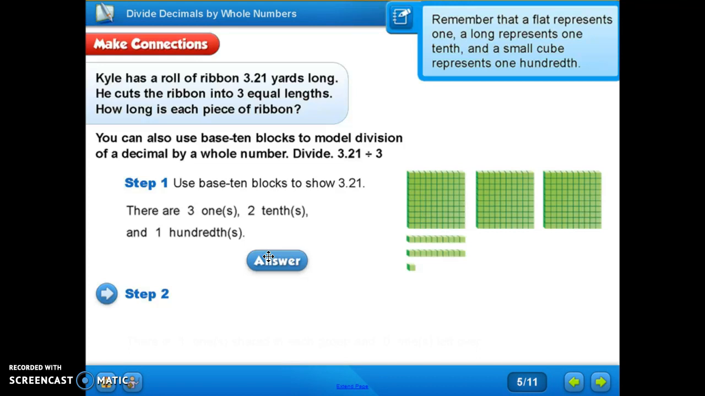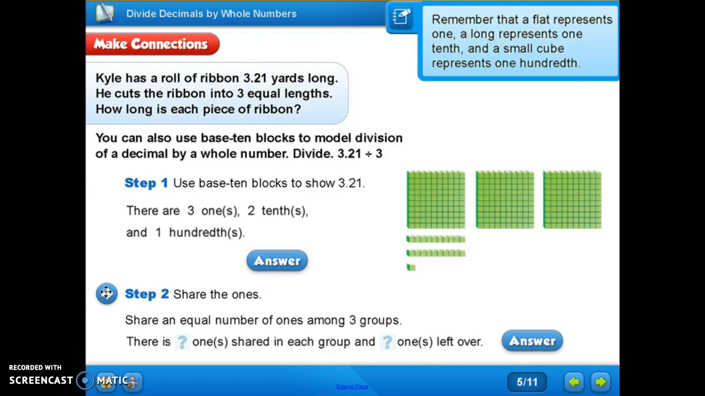And how many groups are we dividing this into? 3. Share the 1s. Share an equal number of 1s among 3 groups. Can you do that? Lay them out. So there's 3 groups. So separate them out on your desk. Have 3 groups. You're not sharing the tenths and the hundredths yet. You're just sharing the 1s.